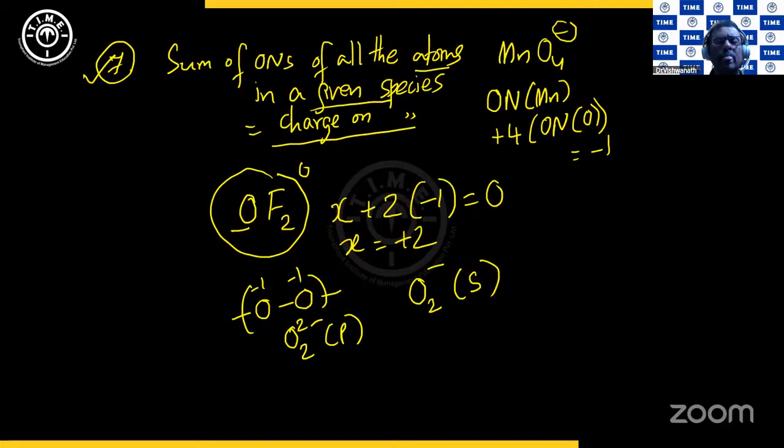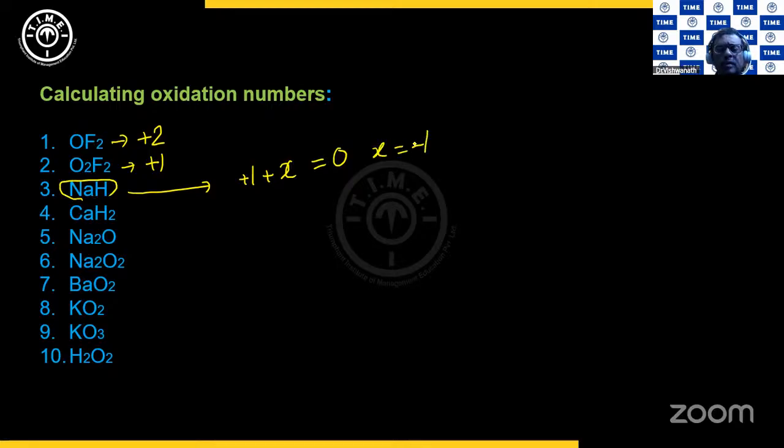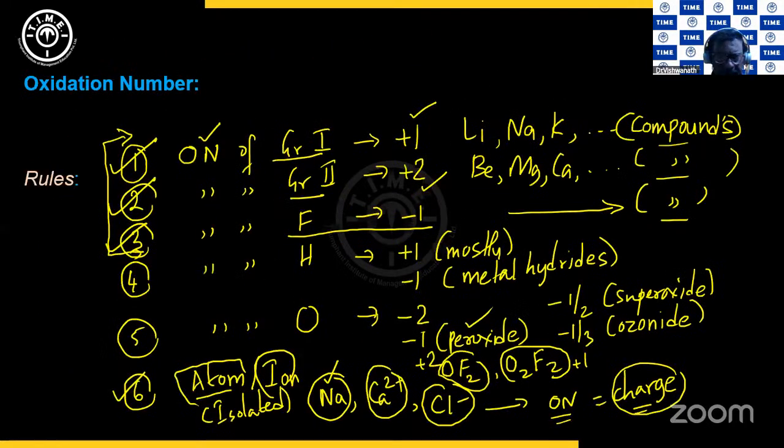Shall we move on? Now calculating oxidation numbers, this we have already done, is +2. This is +1. This is a metal hydride, so sodium will decide. So I'll put it here. Sodium is +1. If hydrogen is X, and that whole thing is equal to 0 because NaH has got no charge. This is neutral. So X is equal to -1, which is what we wrote. So in a metal hydride, hydrogen has -1 as the oxidation number. Clear?